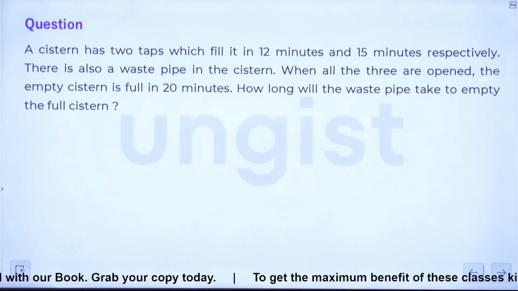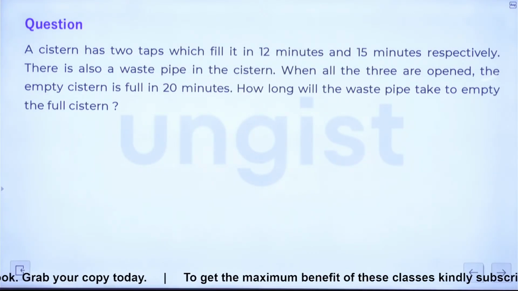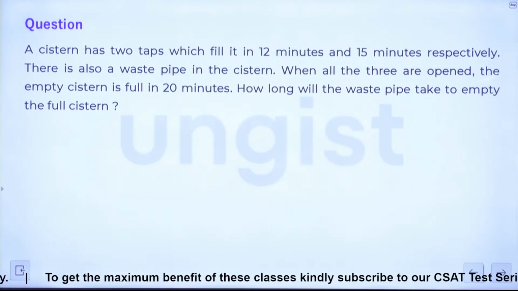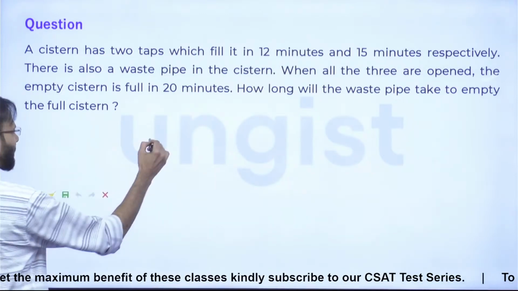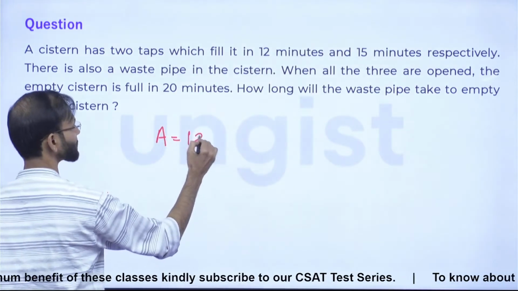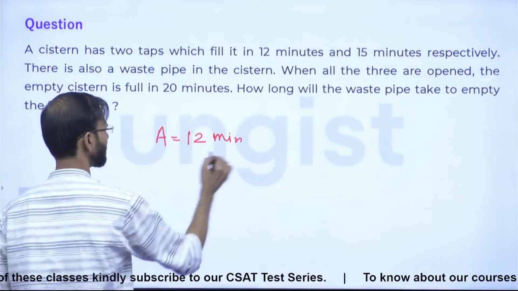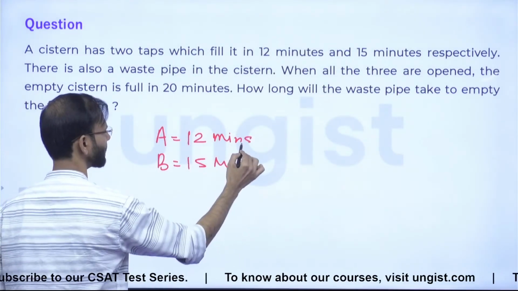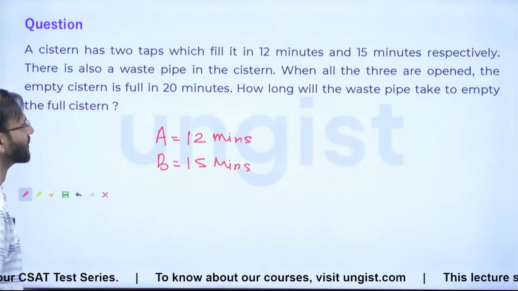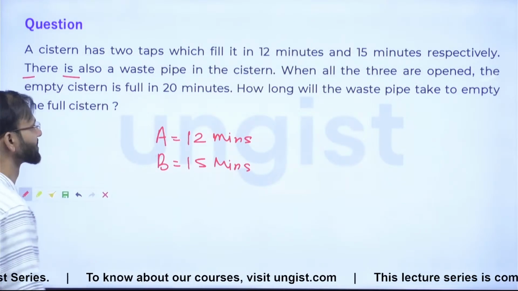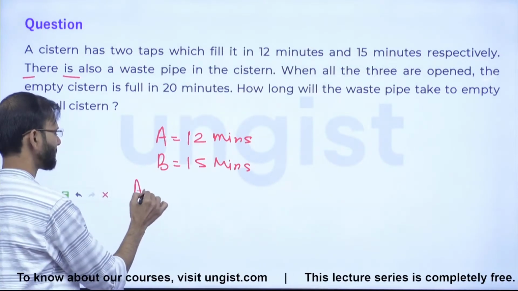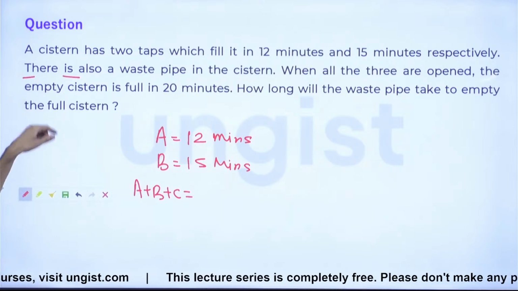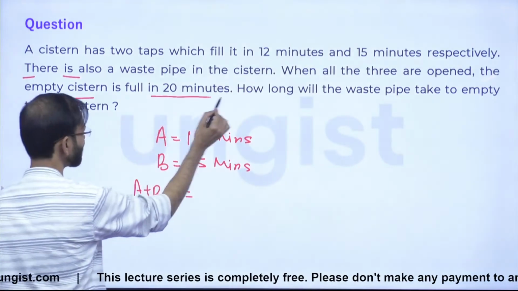After that, the next question says, a cistern has two taps which fill it in 12 minutes and 15 minutes respectively. There is also a waste pipe in the cistern. If all the three are opened, the empty cistern is full in 20 minutes.